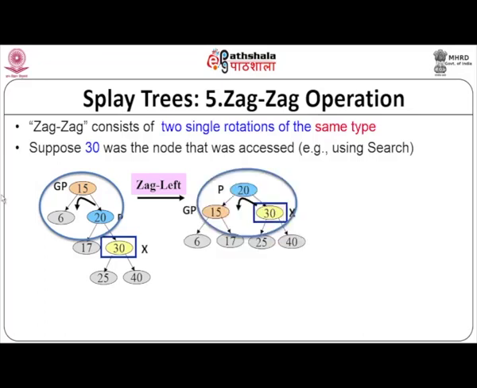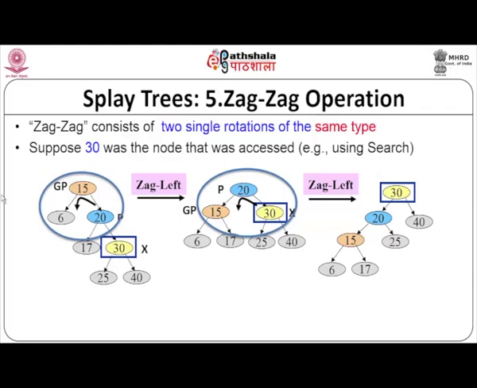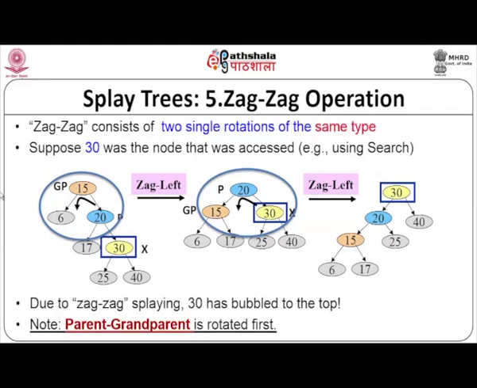Now, what happens, you have done a rotation of 20 and 15. Now, 20 becomes the parent, and now you do the x about p. So, again a zag left, and so now 30 has bubbled to the top, which is what we want. You will note here there is a slight difference in how we go about this. The original parent has now become the parent of the original grandparent, because we have completely changed the way in which the tree has been organized. Here again, as you notice, 30 has bubbled to the top.